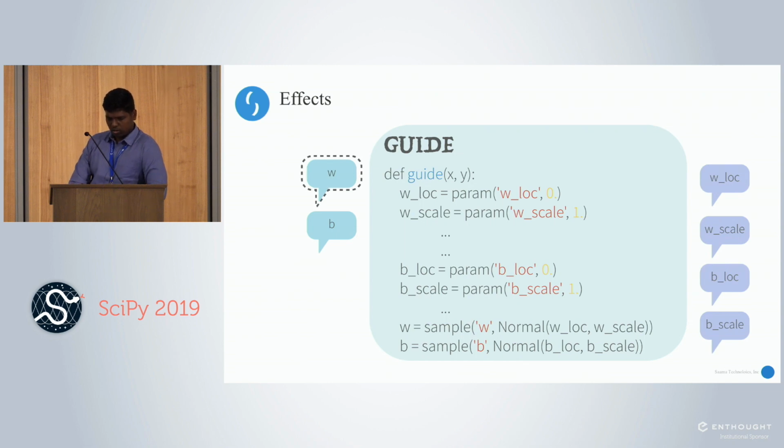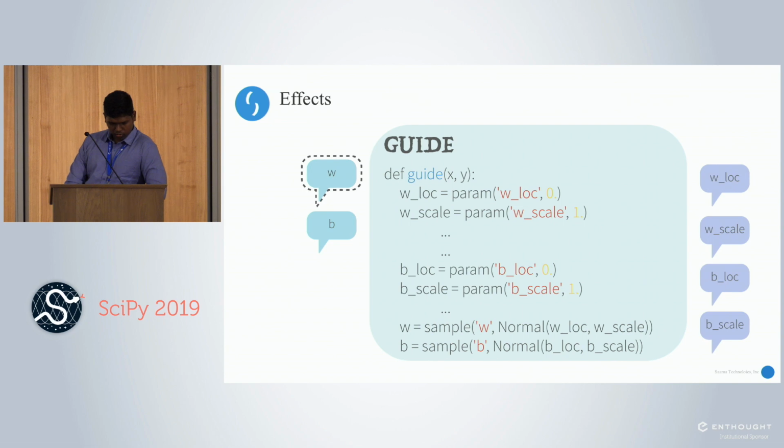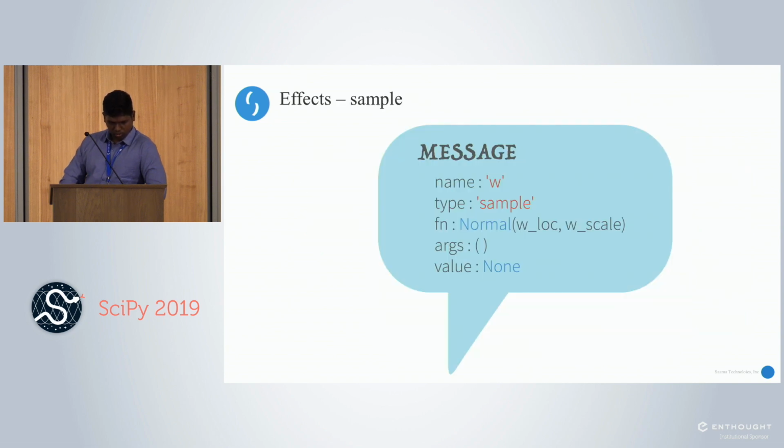Okay, let's take a look at the sample message. So we consider one of our latent variables W, and the type of the message is sample, and the function associated with it is a parameterized normal distribution, and it doesn't have arguments, and the value is not yet set.